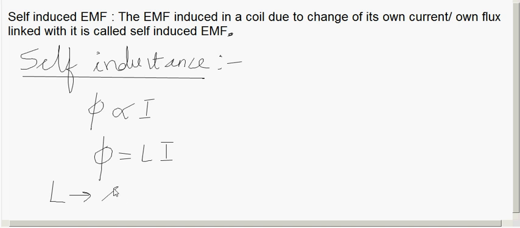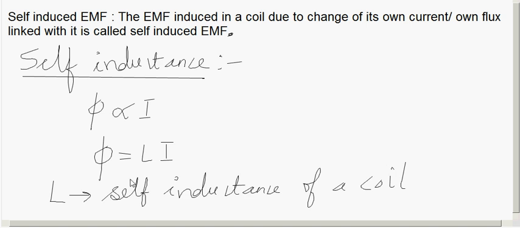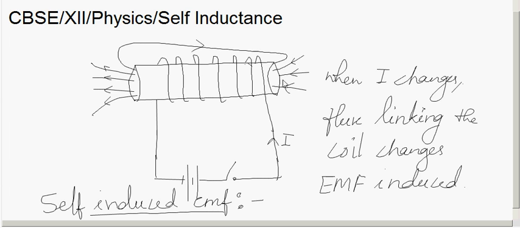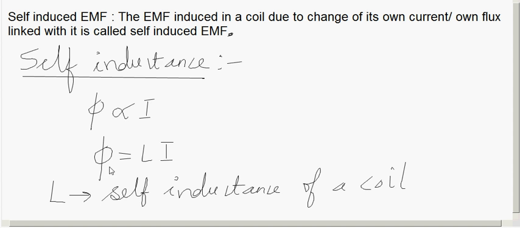L is a constant known as self-inductance of a coil. So L is phi by I, or in general it is written as N phi by I. We know flux is proportional to I. The field which is produced when a current is flowing through the coil depends upon the value of current. Flux is proportional to I, or I can write flux is L into I, where L is a constant which is known as self-inductance of the coil.